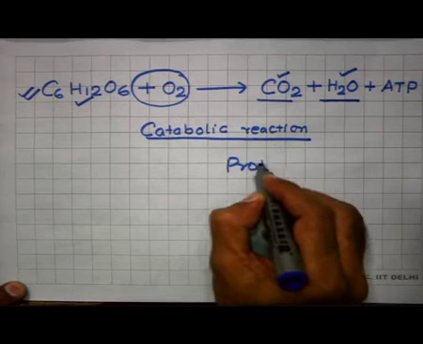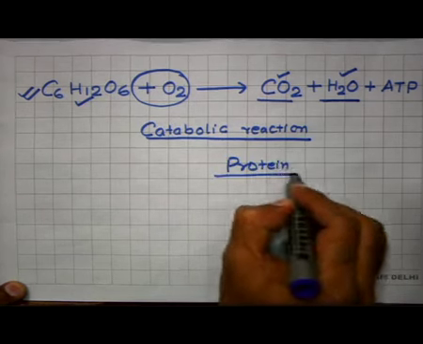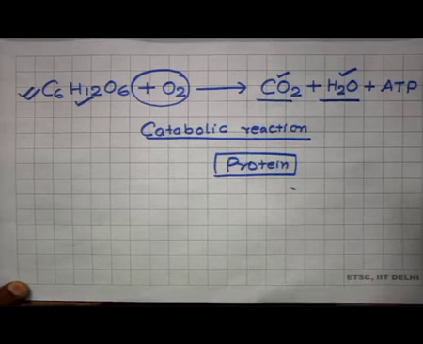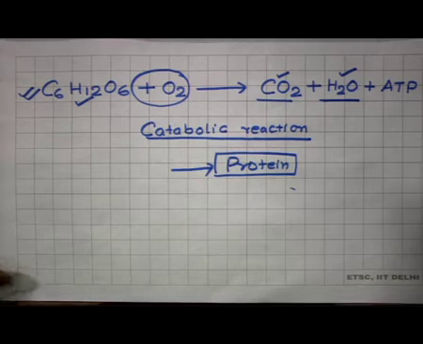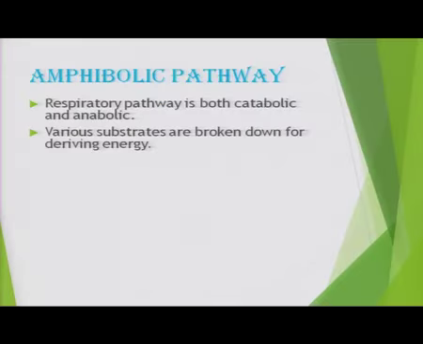Protein is also formed. Succinic acid and malic acid are the products which help in the formation of protein. So, it also helps in the synthesis as well as in the breakdown. So, this one is called an amphibolic process.